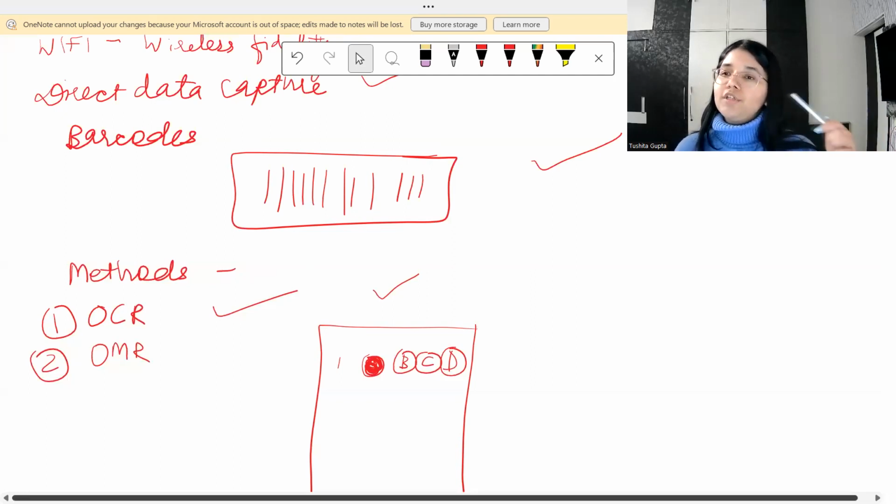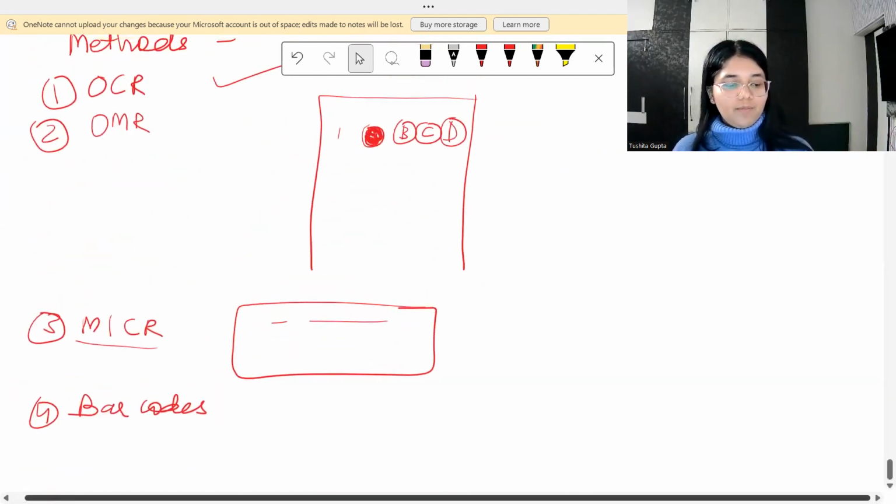And these are also used, if you have seen while going in an airplane, usually the luggage that you submit to receive at the destination, they also tag that with a barcode. With that barcode, if they scan that, they have all of the details of the passenger, which is you. So this is another way where barcodes are used to capture the data directly. So this was the fourth thing, barcodes.